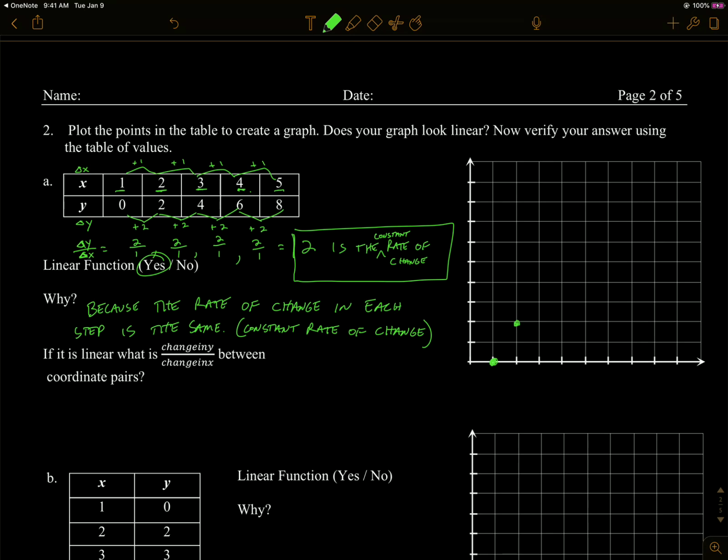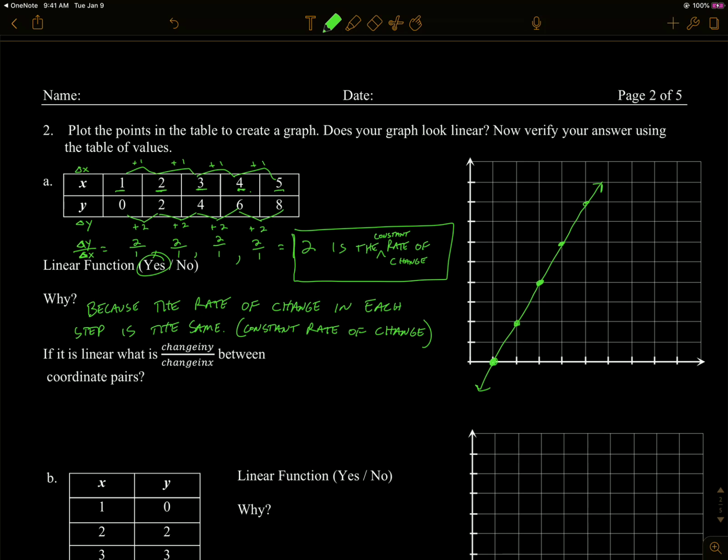All right, so we got 1, 0, 2, 2, 3, 4, 4, 6, 5, 8. That definitely, if I connect those dots, makes a line. So it is linear and it is a function.